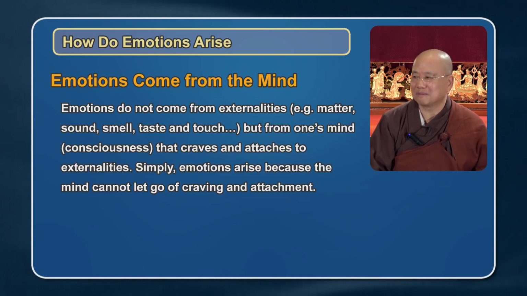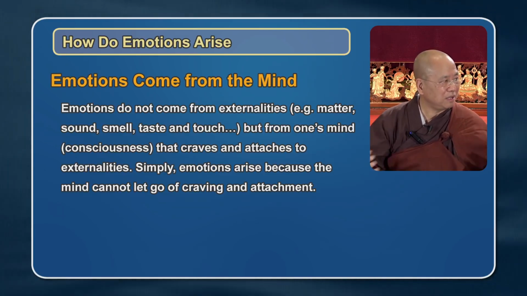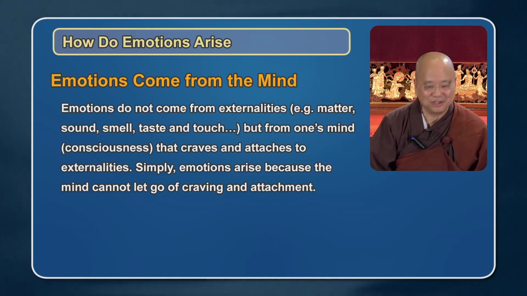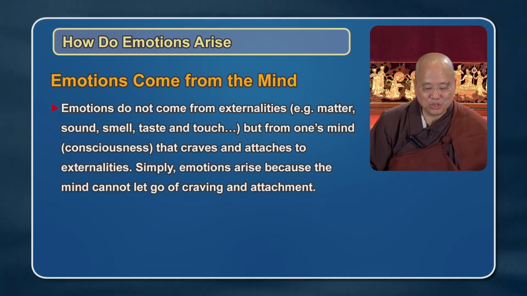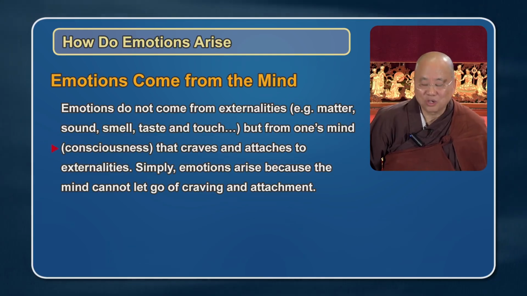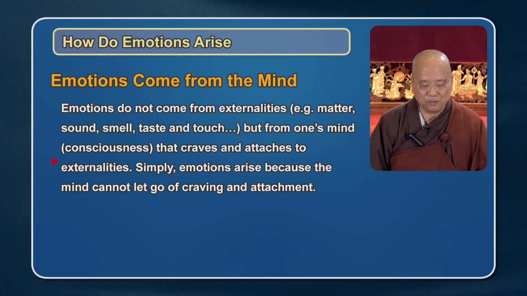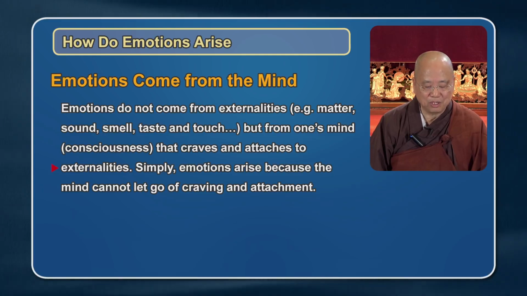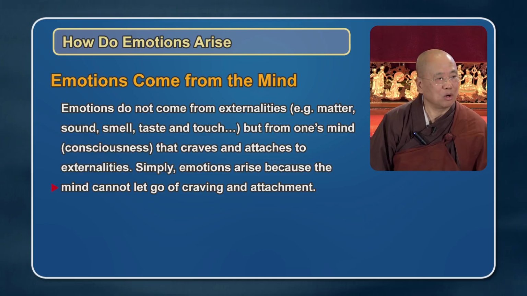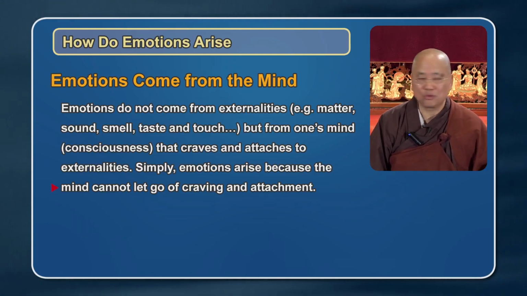It's from the mind. So don't you have to train your mind to get away from emotions? It's not from externalities. Emotions do not come from externalities, but from one's mind, consciousness that craves and attaches to externalities. Simply put, emotions arise because the mind cannot let go of craving and attachment, cannot let go of anger, anxiety, hatred, depression. You cannot let that go. And meditation is to train us how to let go.